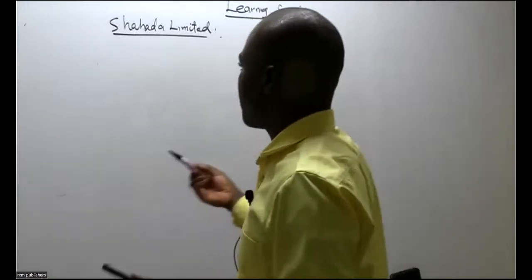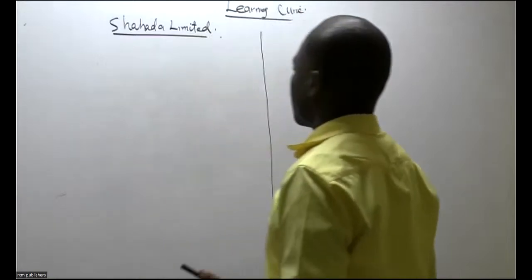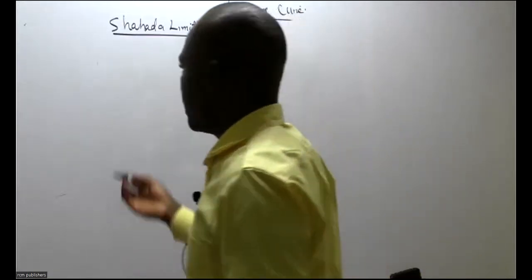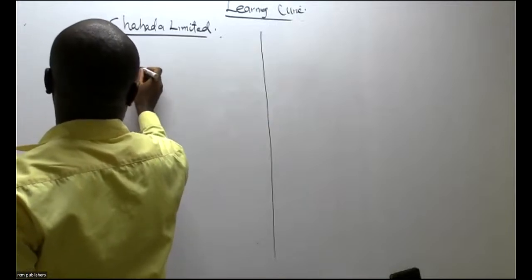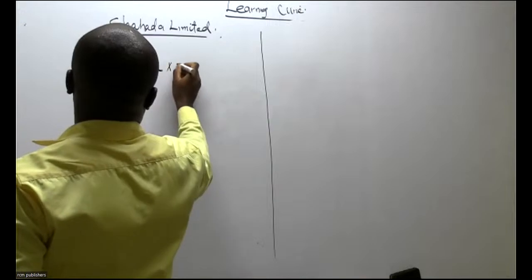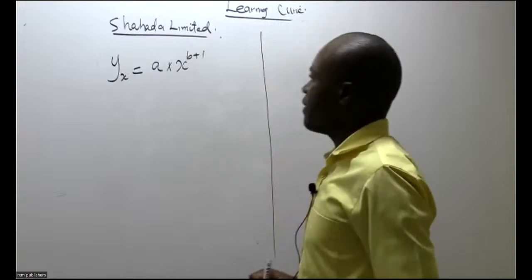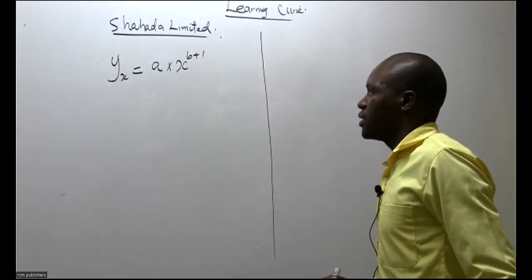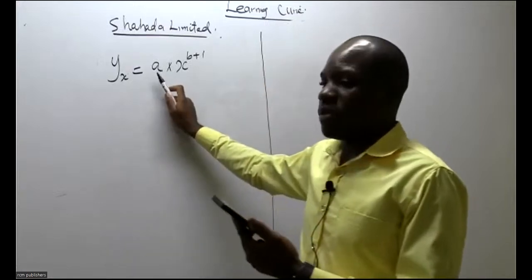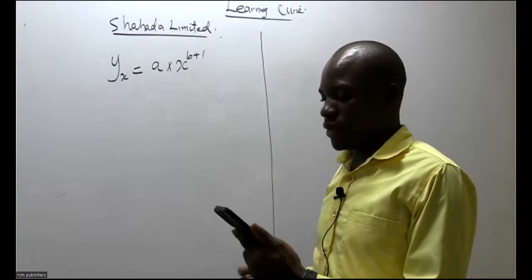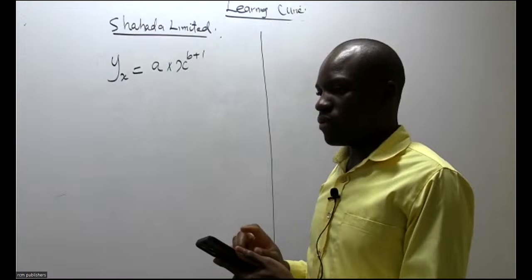So let's see what we have in the question. For you to understand how this concept works, please ensure that you're able to have that formula somewhere. Y of x equals a multiplied by x raised power b plus 1. If you have this, you'll be able to identify the unknowns and work backwards to get what you need. We all know that A is the time taken to produce the first unit.